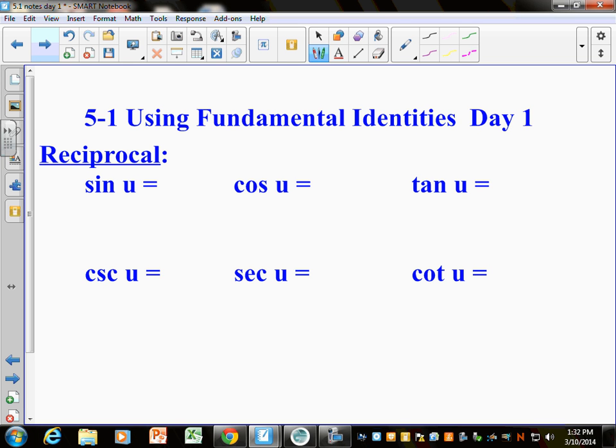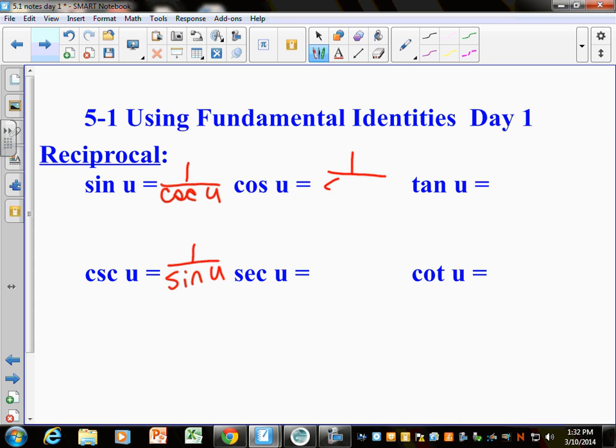So the reciprocal of sine is cosecant. So we wrote this out. Sine of u is the same as 1 over cosecant of u. Cosecant of u is the same as 1 over sine of u. Right? And if you feel like, I know this already, I'm not writing it down, I'm okay with that. You just got to know them.